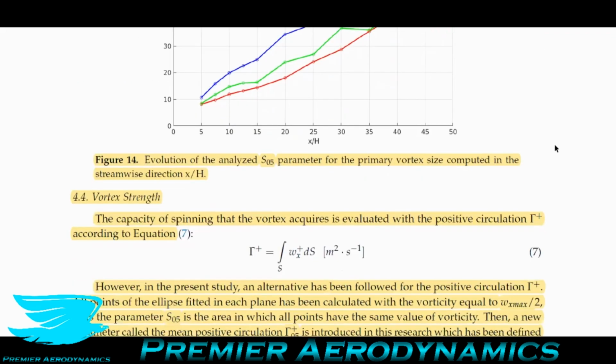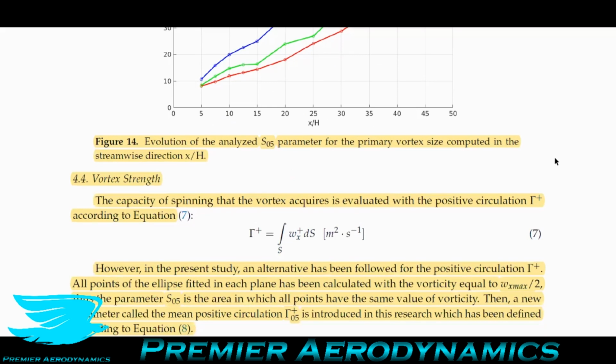Now we get to a point which I'm not a big fan of how they've done this. So they're looking at vortex strength. And the way that you often determine what the strength of the vortex is, you calculate the circulation. And you calculate the circulation around a closed loop of your structure where the vorticity is 0 or whatever constant you can manage. Usually you want it to be 0 because that means you get the entire vortex. So what they say here is the capacity of spinning that the vortex requires is evaluated through the circulation according to this equation, which is the line integral of a vorticity.